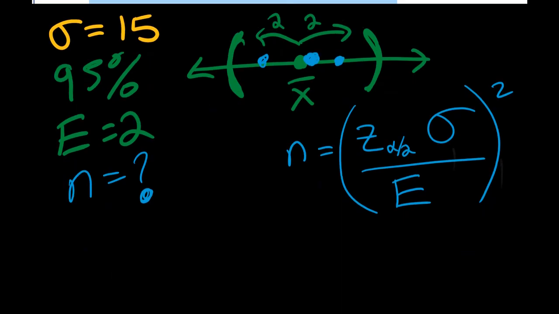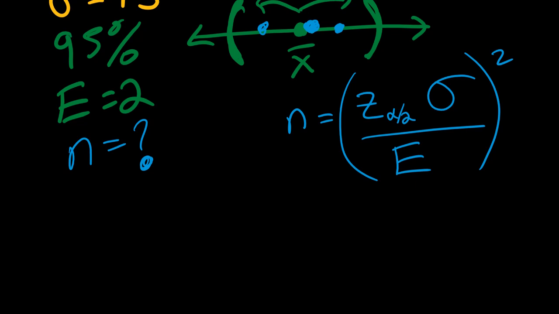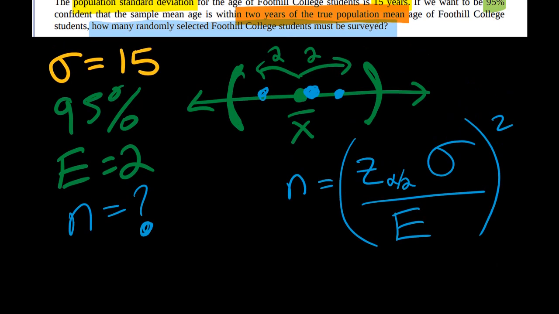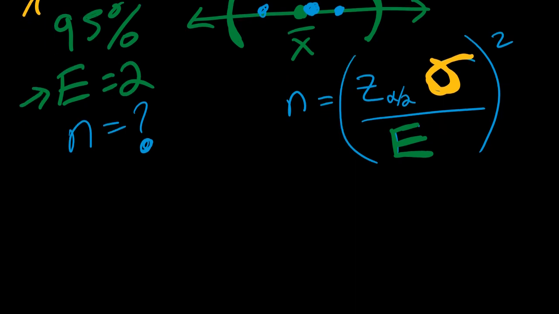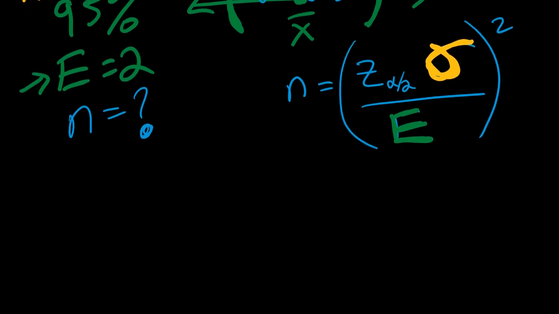Okay. So let's talk about that z, because everything else is pretty straightforward. Looks like we've been given sigma. They gave us sigma. It's 15, right, over here. Also, we've talked about it, and we've figured out that e is 2, right? That's right here. So z, that's the one we don't know right now. How are we going to figure that out? So z has everything to do with the confidence level. What is our confidence level? It's 95%, right? We want 95% confidence.